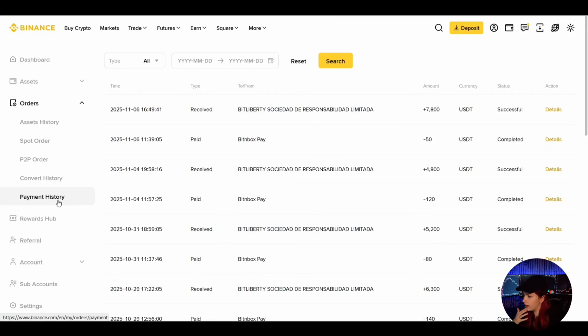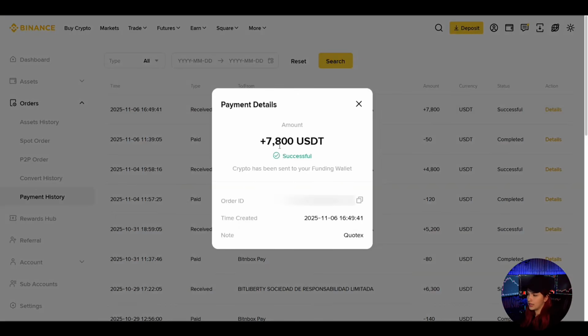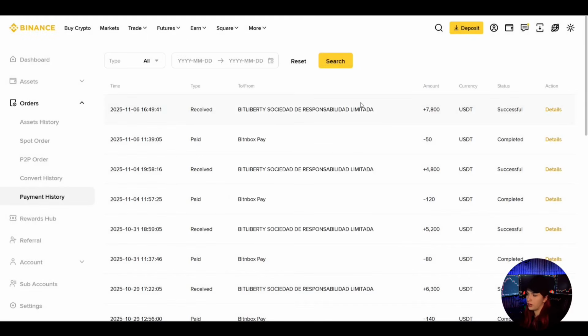Okay guys, here we are on Binance platform. The funds have already been credited to my account and this is the highest payment. I suggest that we take a closer look and click on the details button. So as you can see guys, we got here 7,800 USDT. It took about an hour from the moment the request was made on the Quotex platform until the funds were credited to the Binance platform. And as you can see guys, this time the funds were withdrawn quite quickly. At the same time they were credited in full, and of course there were no problems.